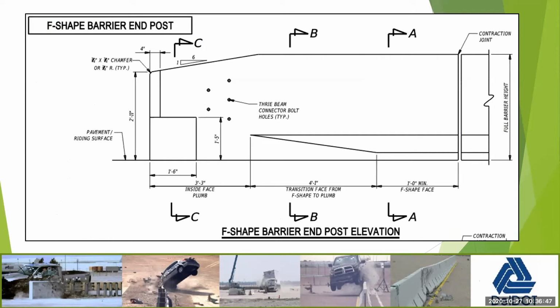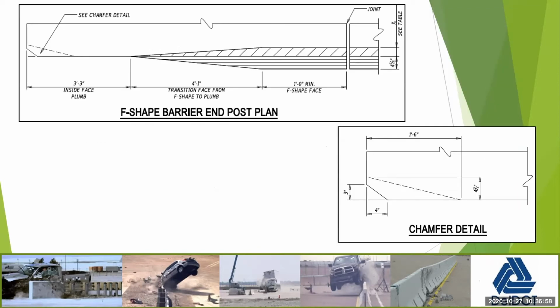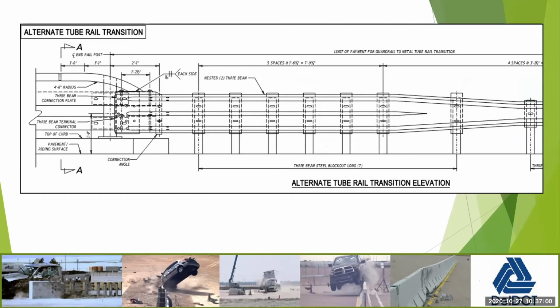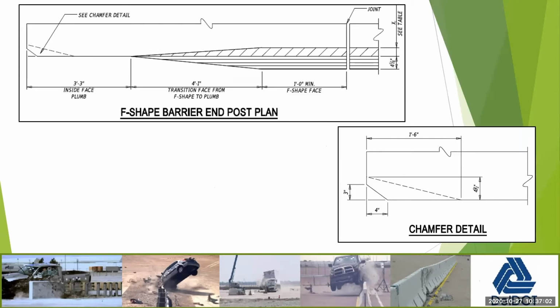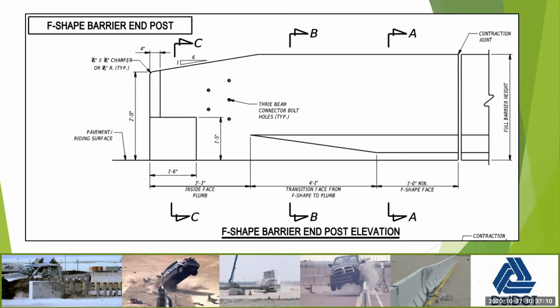So this is out of the bridge design manual. This is an elevation view of the F-shape end post. So you can see on this front end, we have 2. We'll see that in the next slide too. There's a 1.5 foot chamfer on the bottom to reduce wheel snag. Along the whole length of the barrier, there's a 3x4 chamfer on the front as well.